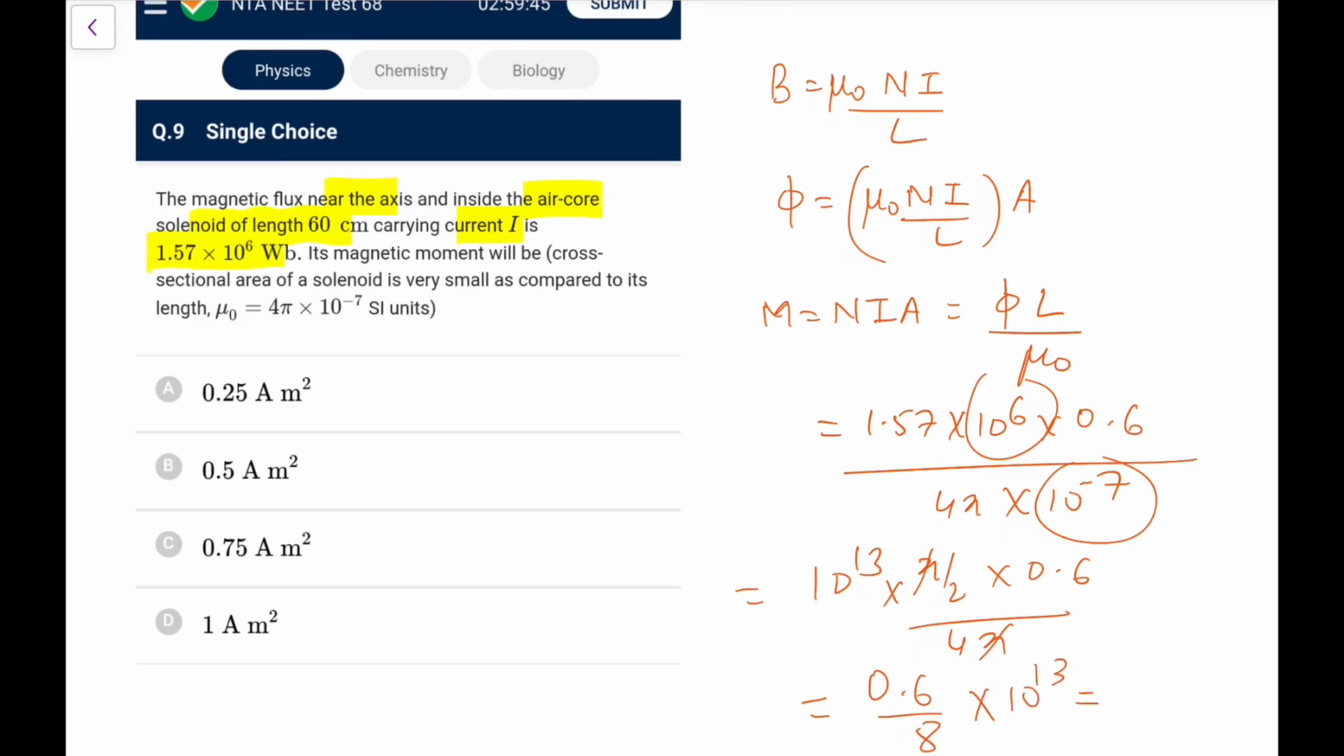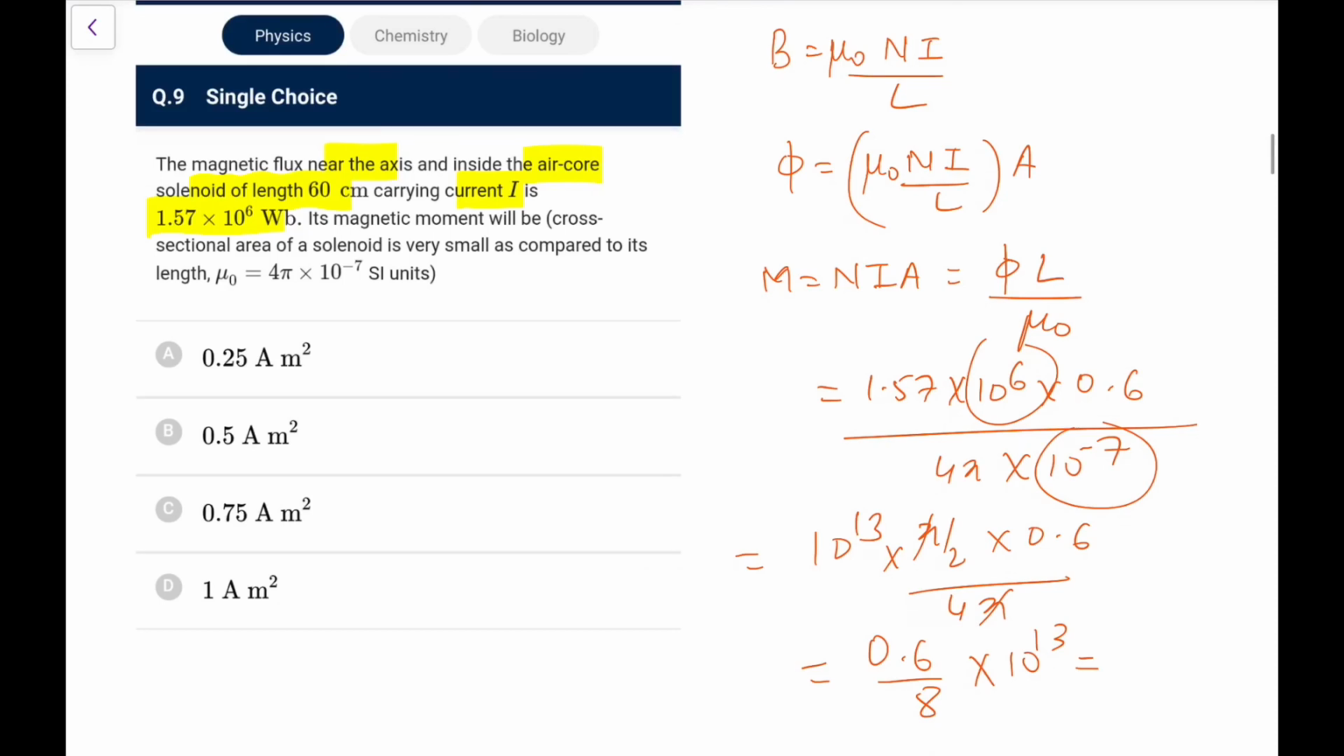So let me do it 60 by 8. So 60 by 8 we can write as 30 by 4. 30 by 4 is, let's say, 7.5 into 10 to the power 11, I can write. So 7.5 into 10 to the power 11, that is what I can write here.